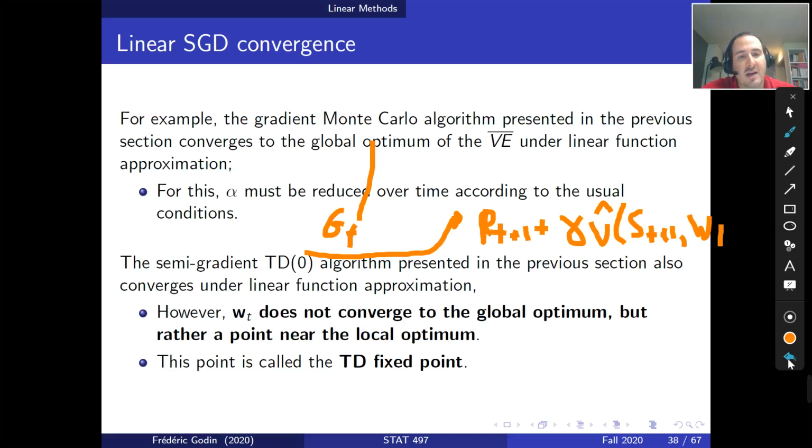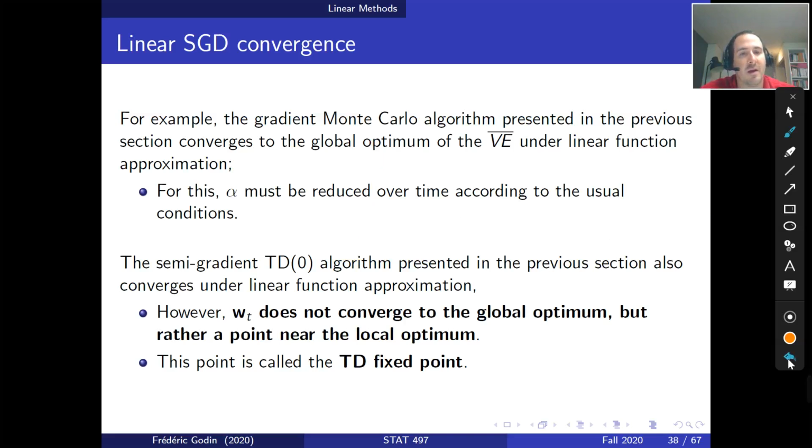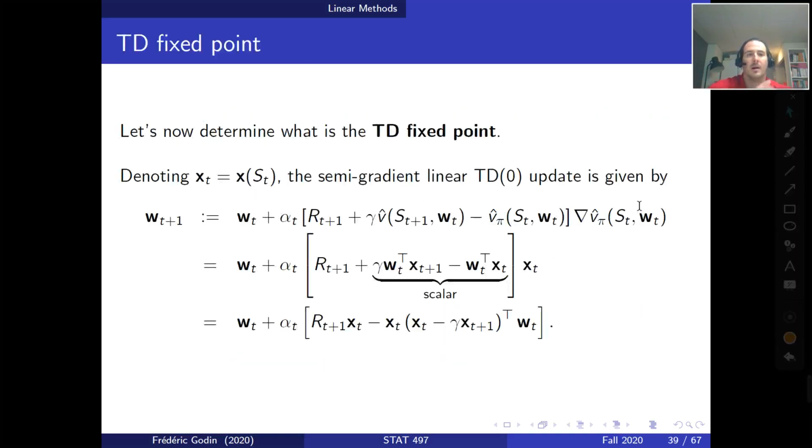So we will discuss this TD fixed point more extensively in the next slides. Okay, so are there characteristics about that TD fixed point? What do we know about that? First, is there a way we could determine what that TD fixed point is? So let's do a bit of calculations here.